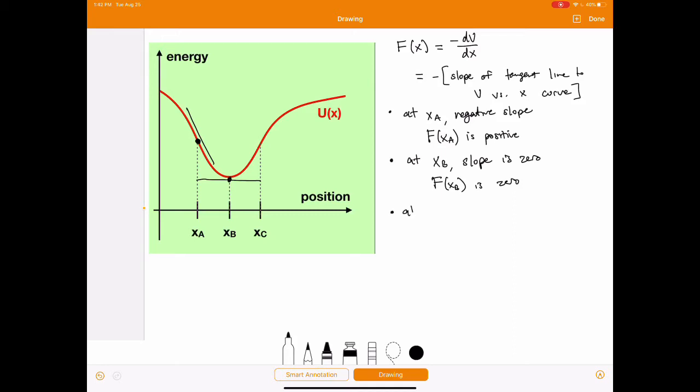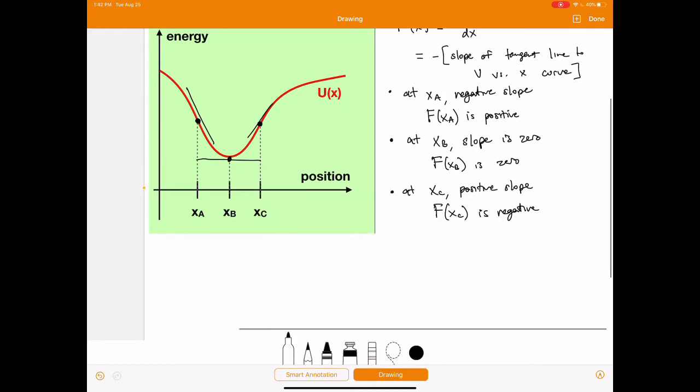Okay, what about at point XC over here? Well, we can draw another tangent line to this curve. This time we have a positive slope. And so therefore, the force is going to be negative. Because again, it has the opposite sign as the slope.